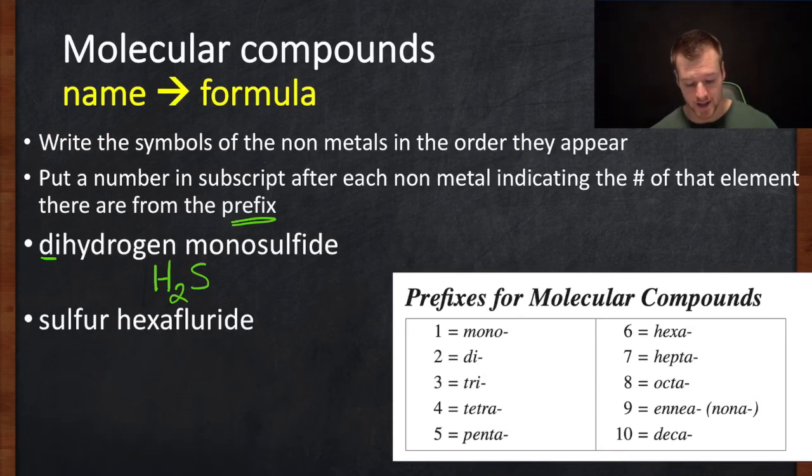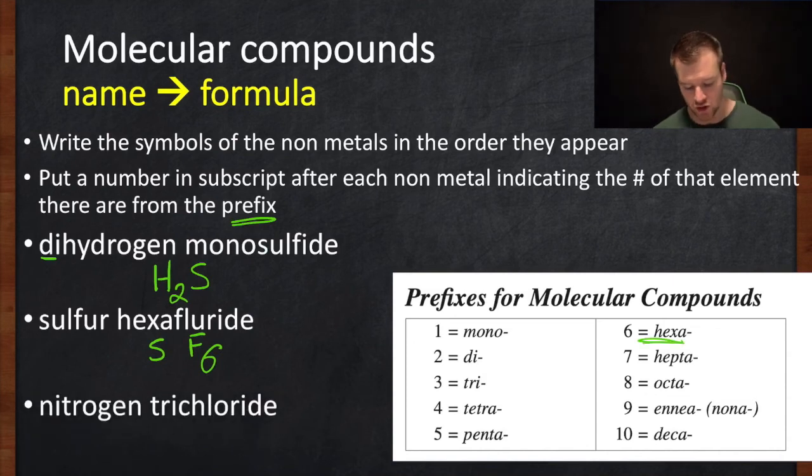The next one is sulfur hexafluoride. So I have sulfur and fluoride. Sulfur, there's only 1. Fluoride, there is 6. So this is SF6 because hexa means 6. And the last one here is nitrogen trichloride. We have N and Cl. Nitrogen, there's no prefix, that means there's just one, and the trichloride means there's 3 of those, and we're all finished. And that's it for this lesson.